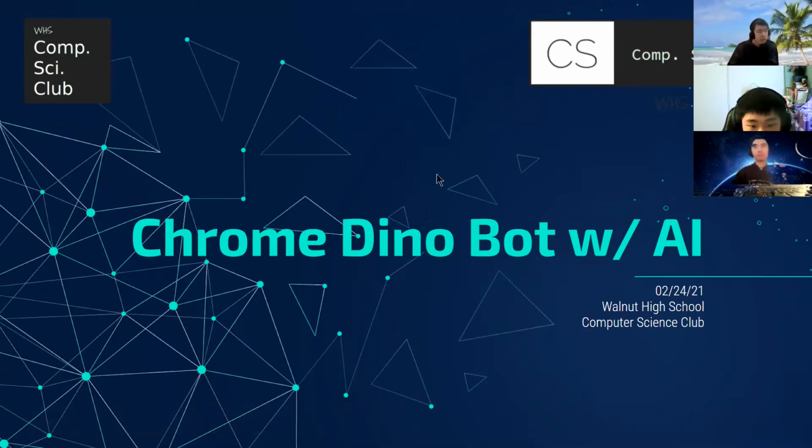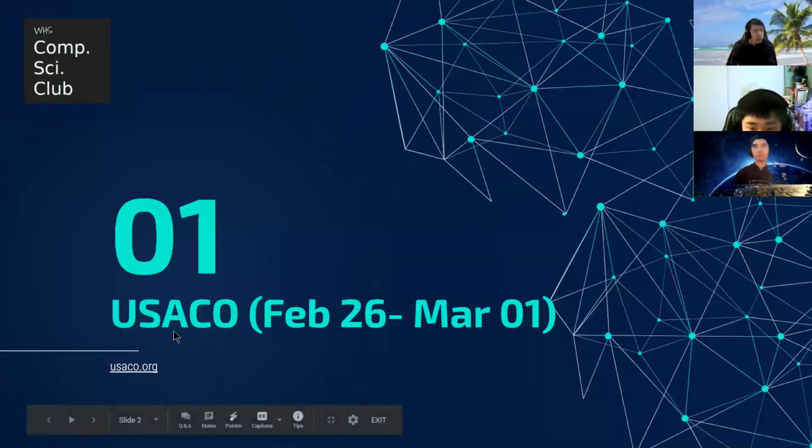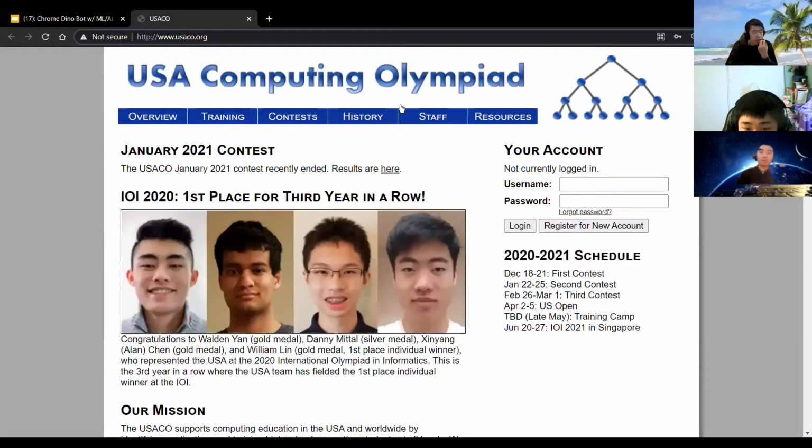It might be interesting, but first off, we have a USACO contest coming up. This is the third contest, from February 26th to March 1st. So basically, it's the same as usual, though it's the third contest, which means there's only one more after that, which is the US Open. And next week is February 3rd.